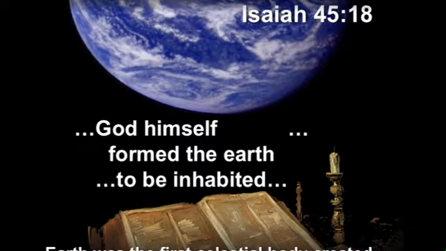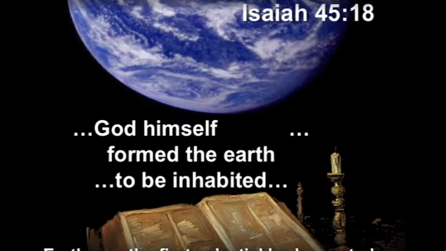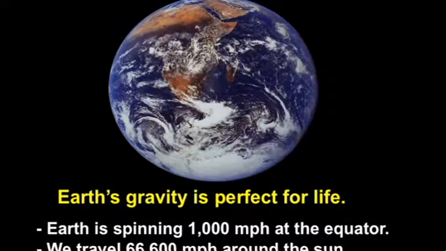The Bible tells us God formed the earth to be inhabited. Earth was the first celestial body made. Earth's gravity, for instance, is perfect for allowing life to exist on our planet. Did you know that the earth is spinning at about 1,000 miles per hour at the equator? What keeps us on the Earth? What keeps us from being thrown into outer space? Well, the gravity that God put here to govern the Earth's creation. Now, did you know that the Earth is, as we speak, hurtling through space at over 66,000 miles per hour?